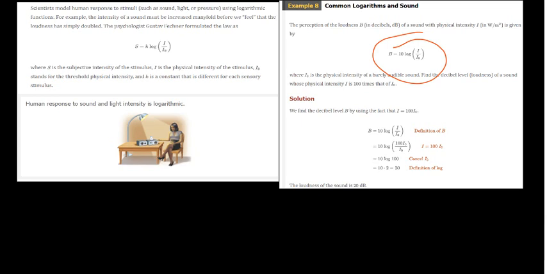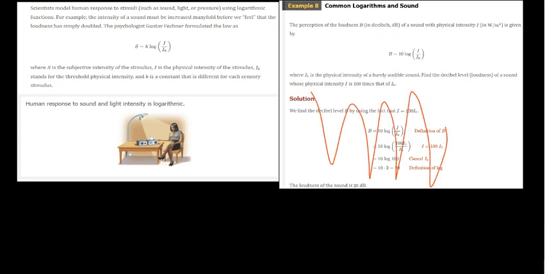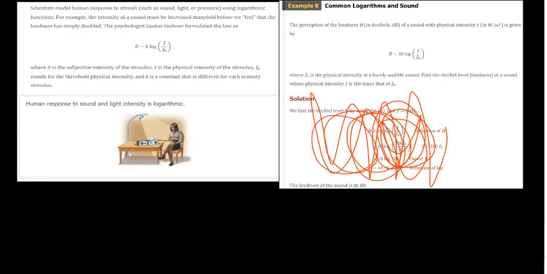Okay. Now I probably shouldn't have put the solution here actually. Not yet, because I really want to do a thought process before we actually get to it. Where I naught is the physical intensity of a barely audible sound. Find the decibel level and loudness of a sound whose physical intensity I is 100 times that of I naught.